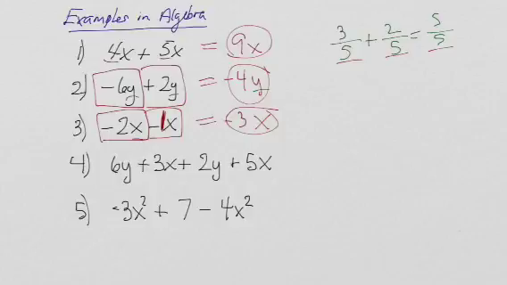All right, number 4. This one's a little bit trickier. In this one, my first term is positive 6y. Remember, if there's no number or no sign in front, it's a positive. Then the plus sign starts my next one, so my next one is positive 3x. And my next term starts with the plus sign and ends when it gets to the next one. So positive 2y is term number 3. And then my last term is positive 5x.